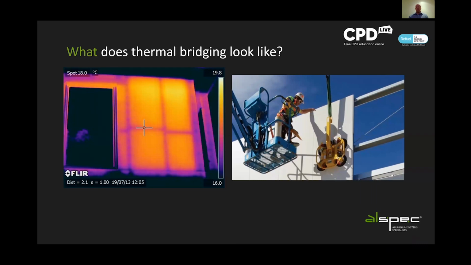thermal bridges. So here we have, on the right-hand side, an insulated panel. As you can see, that covers the frame 100%. You have no thermal bridges with a system like this because you have continuous insulation.